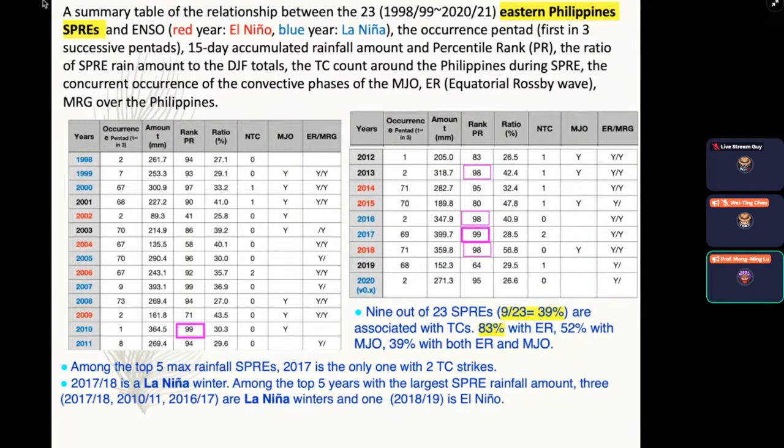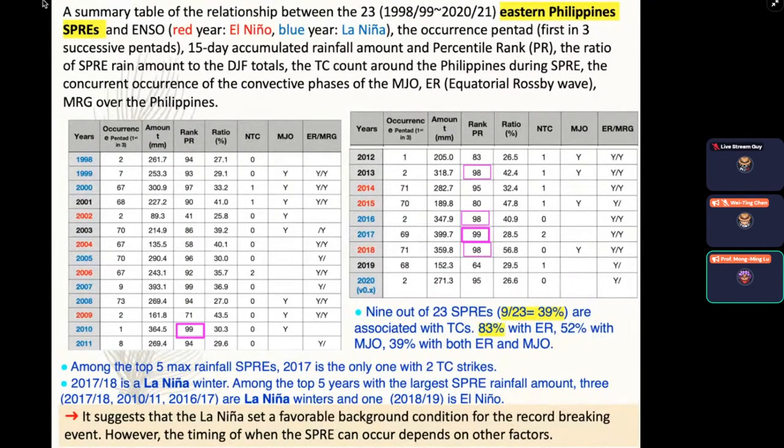And we found that 2017-18 is a La Nina winter, and among the 5 years with the largest SPRE rainfall amount, three are La Nina years, marked in blue color, and one is an El Nino year. So it suggests that La Nina set a favorable background condition for the record-breaking event, I mean the 2017 event. However, the timing of when the SPRE can occur depends on other factors.